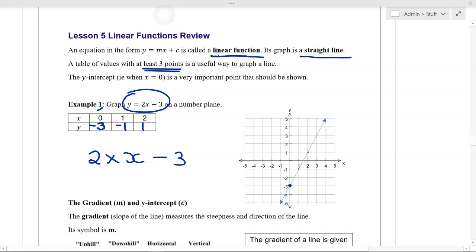Now we're going to start to plot those points, and that's been done for you. But over the top of that line there, if you could go 0 across down to negative 3 and put a dot. 1 across down to negative 1, put a dot. And 2 across, up 1, put another dot. They're the 3 points we chose to plot. We join them and make our straight line, put arrows on the end, and write the equation on the line. So next to your line, write y equals 2x minus 3.